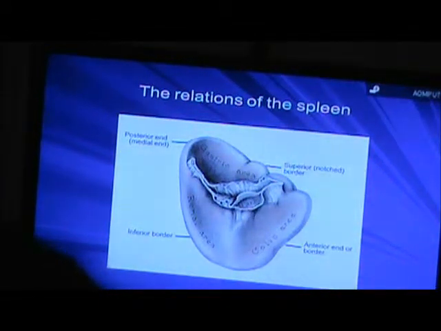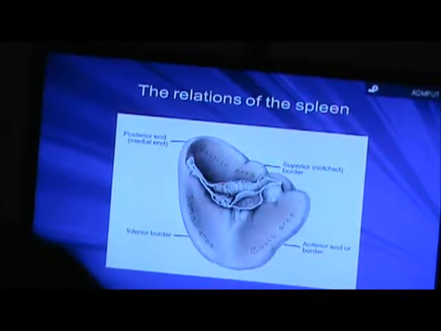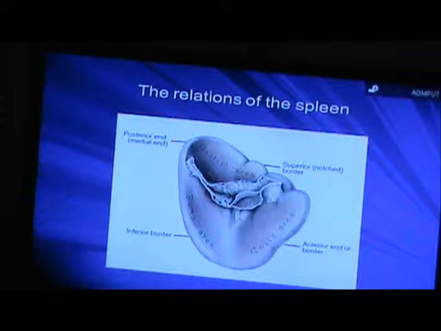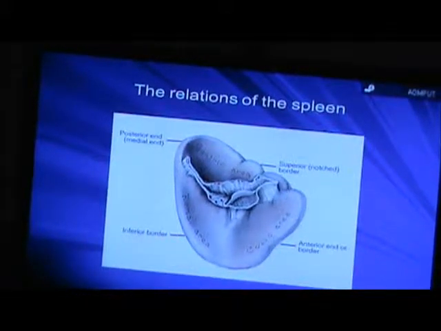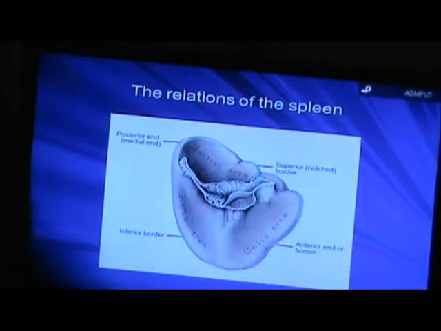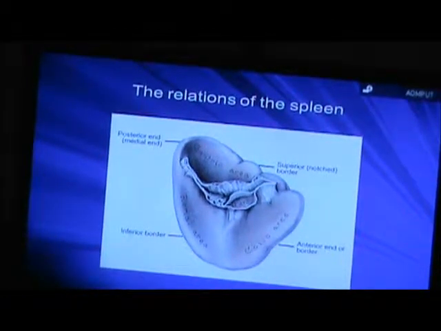So we can find on the spleen the gastric area, the renal area, the colic area, and here the small one, the pancreatic area. The superior notch, the superior border, very often notched, the inferior border, the anterior end, and the posterior end, the medial end.